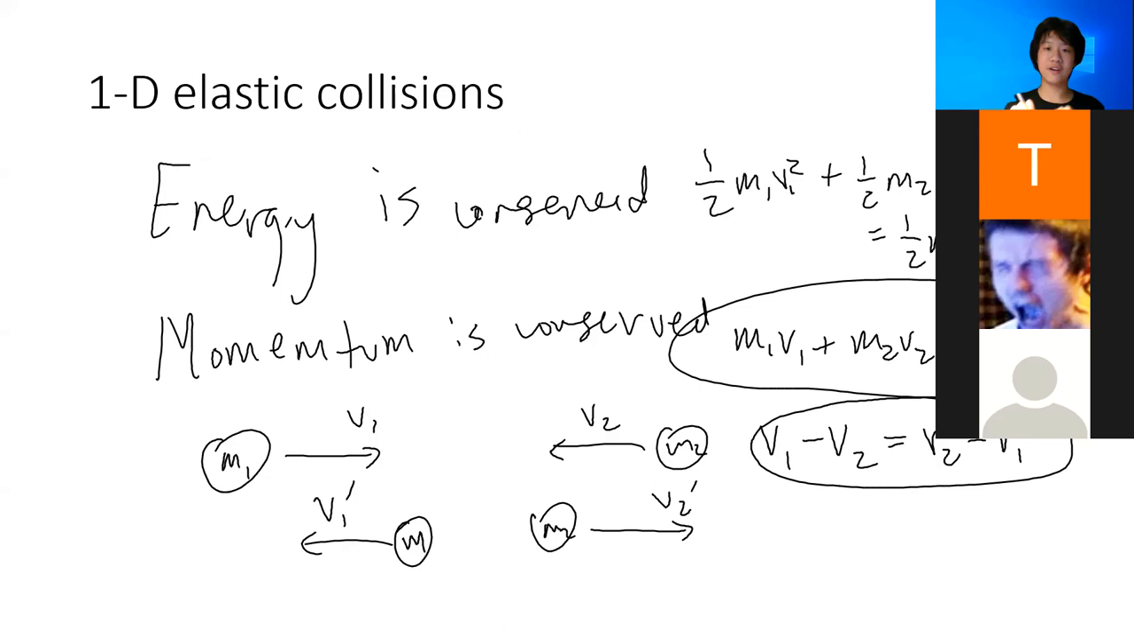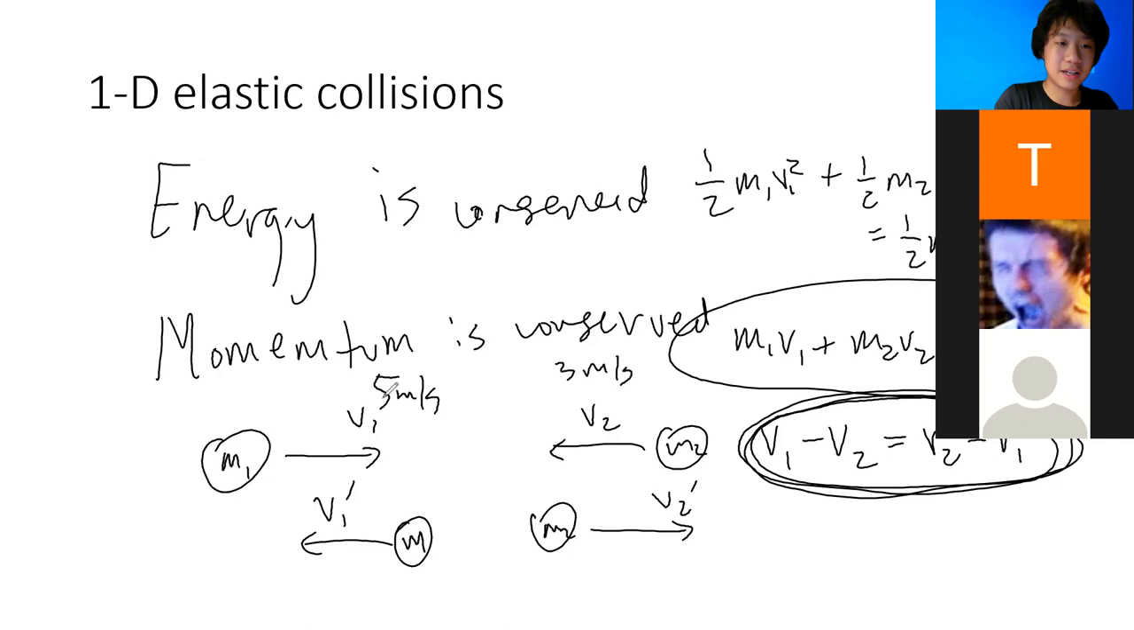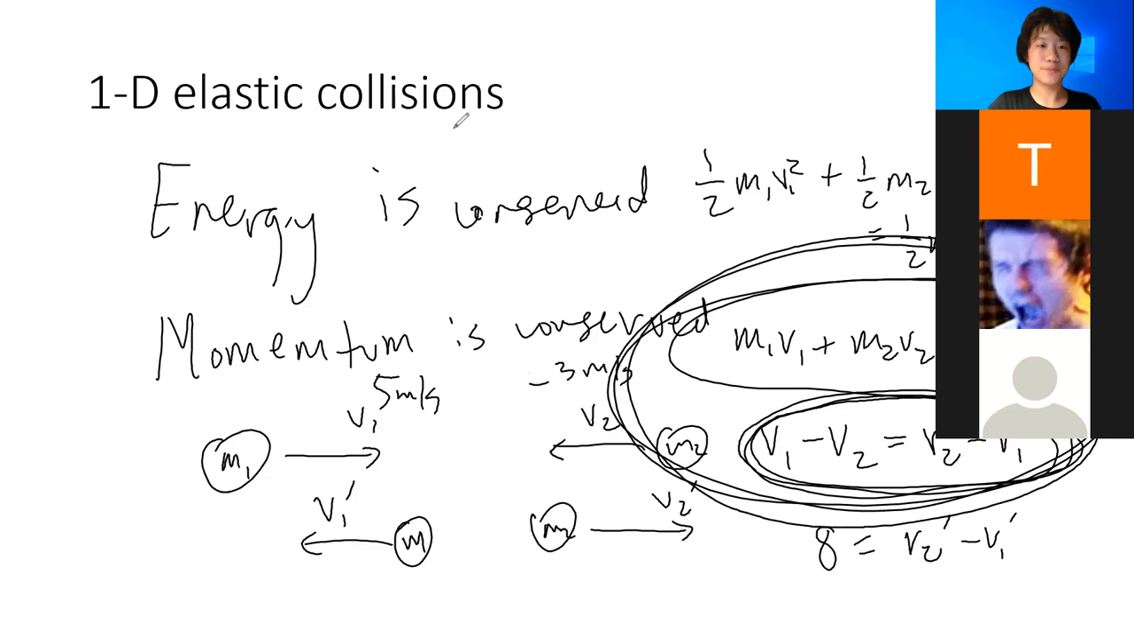So to kind of explain this equation here, for example, let's just say V1 was going at 5 meters a second, and then V2 was at 3 meters a second. Then if we set a positive and negative, then V2 is negative 3, okay? So then V1 minus V2 is 8. That's the difference, 5 minus negative 3. And 8 is going to be equal to V2 prime minus V1 prime. So whatever V2 prime is, if we subtract V1 prime from that, that's going to equal 8, all right? So these two are kind of the key equations you're going to use for a 1D elastic collision, okay?